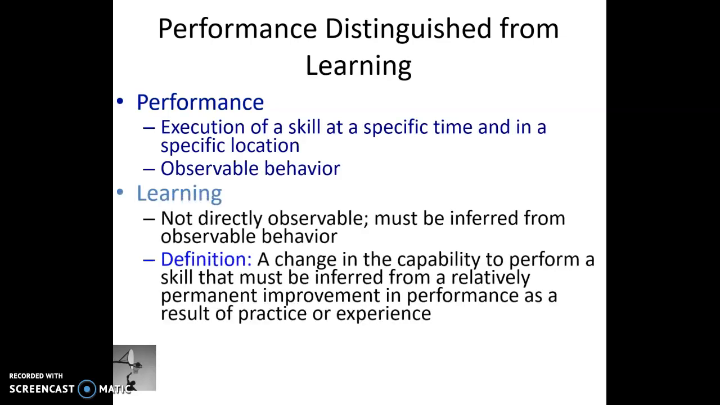Whereas learning is not directly observable. We can only infer that a person has learned a motor skill by what we see. So our definition of learning would be a change in the ability to perform a skill that has to be inferred as we see relatively permanent improvement over time as a result of practice or experience.